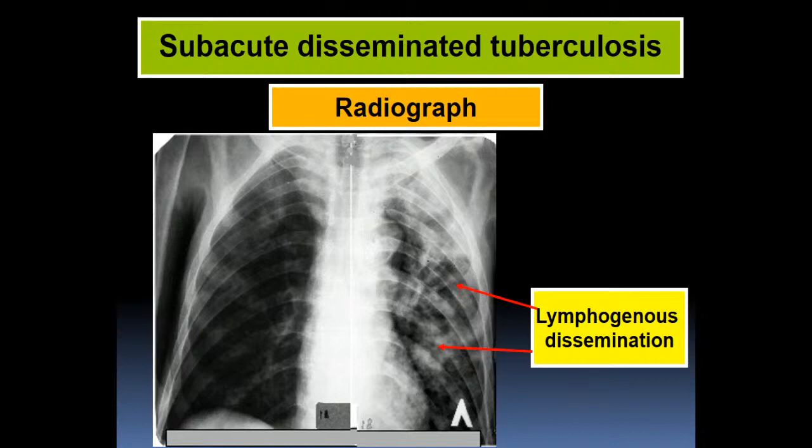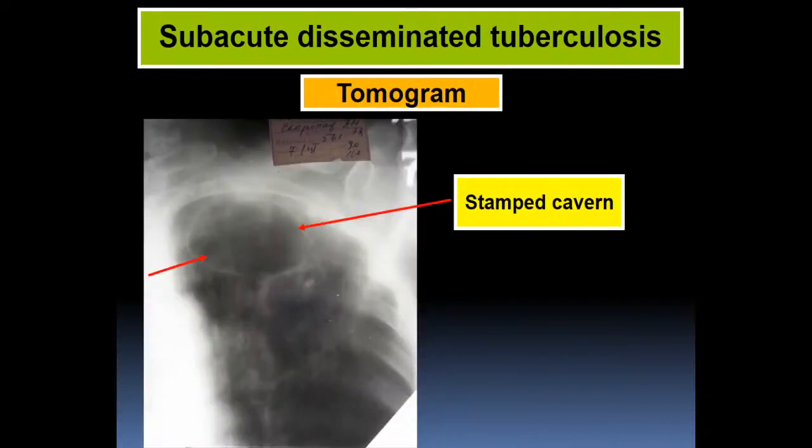On this X-ray, we can see subacute dissemination also, and you can see the left lung is affected more than the right lung. This is not symmetrical localization of focal shadows, as a result of hematogenous and lymphogenous dissemination.